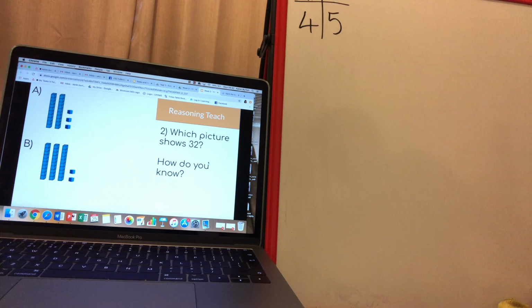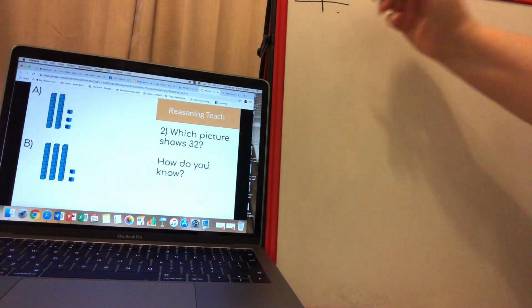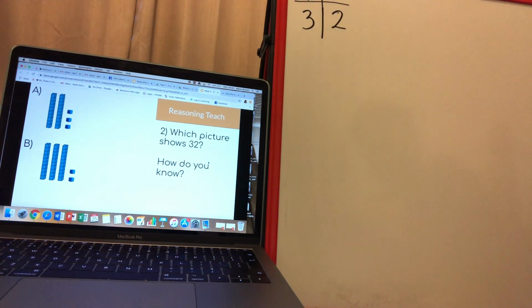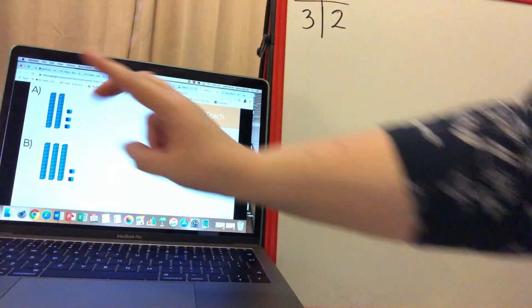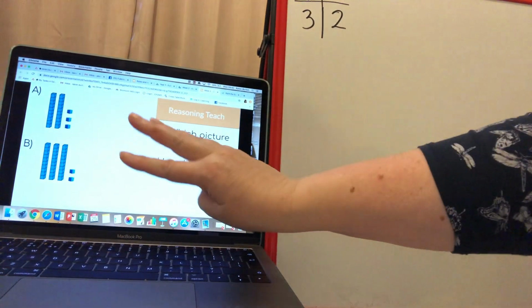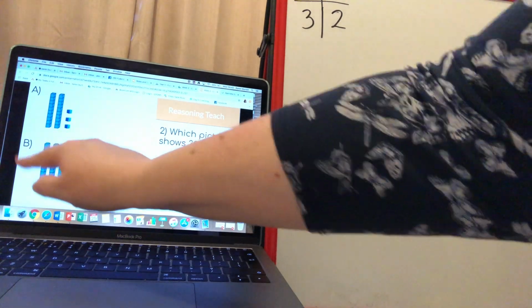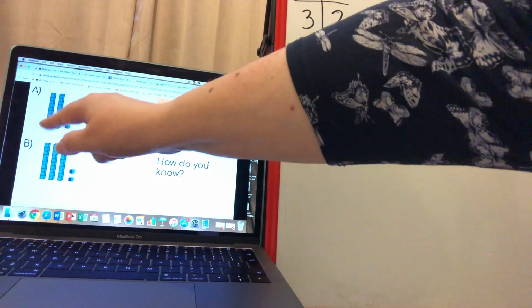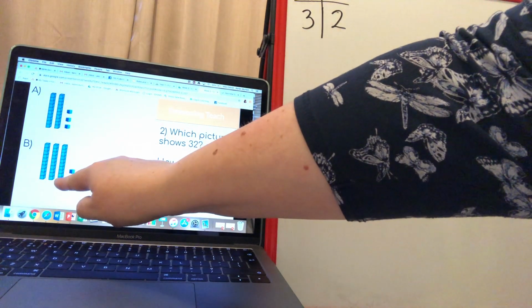Question 2. Which picture shows 32? 32. 10, 20, 30, 31, 32. It's this one, it's B, isn't it? A has only got 2 tens and 3 ones. That's 10, 20, 21, 22, 23. We don't want 23, we want 32.